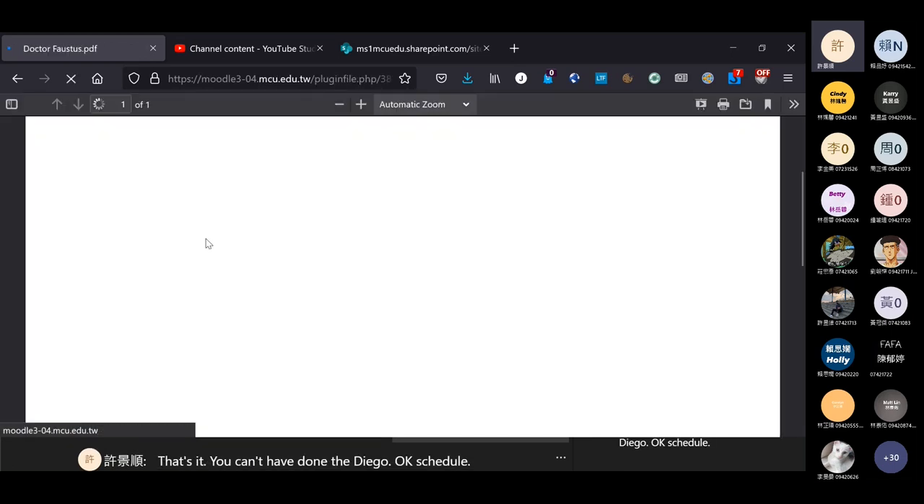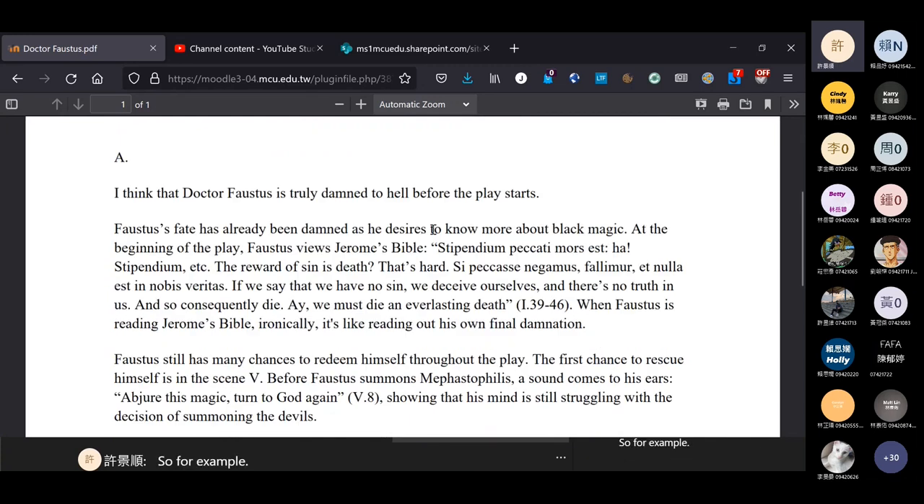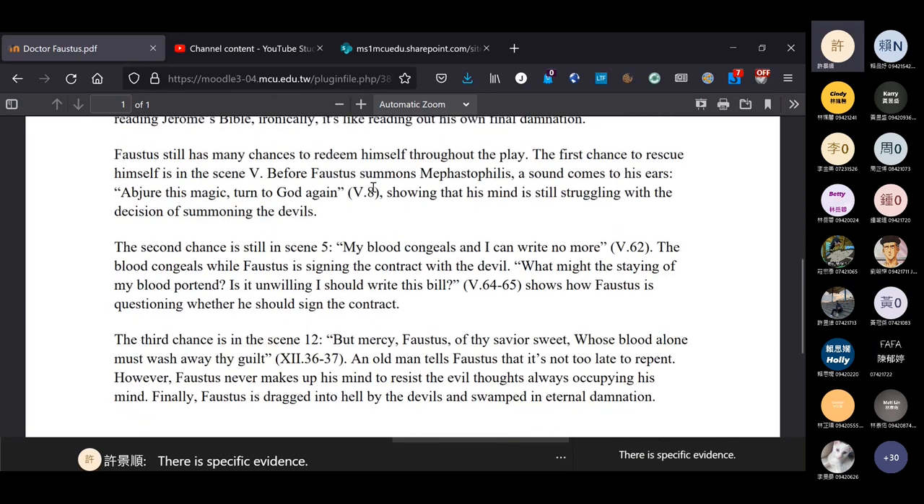So, for example, in this answer, there is specific evidence from a specific place in the text. For the next point, there is specific evidence from the specific place. For the next point, specific evidence, specific place. And notice that this answer is in the form of an essay.